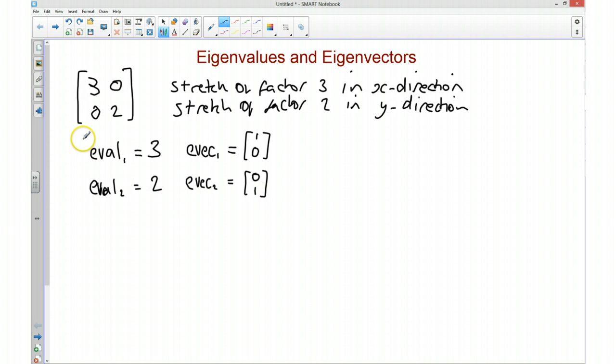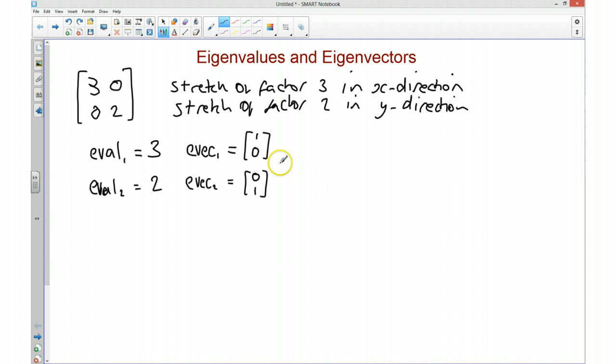So this is telling me that this is a stretch of factor 3 in the x direction, and this is a stretch of factor 2 in the y direction. Now that's basically what eigenvalues and eigenvectors are when we think of it in the sense of transformations.